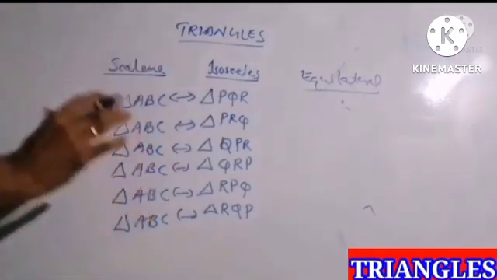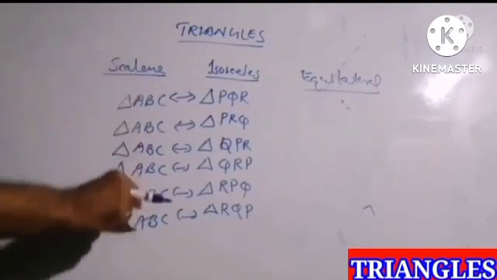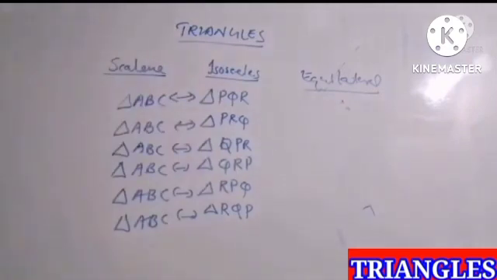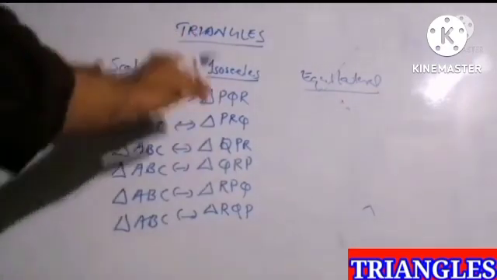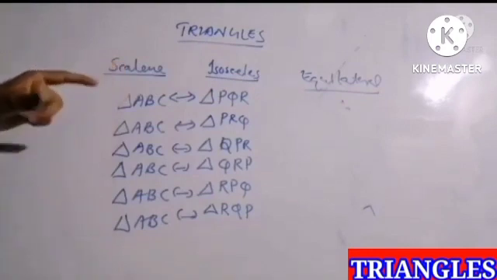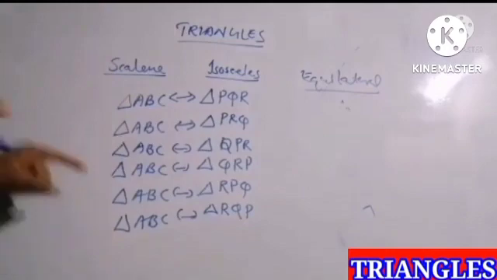One should be in constant position, without change. You can change either ABC or PQR. Never change both together. Okay. So how many correspondences are there between two triangles? The maximum number of correspondences between two triangles is 6. These are the 6 correspondences.